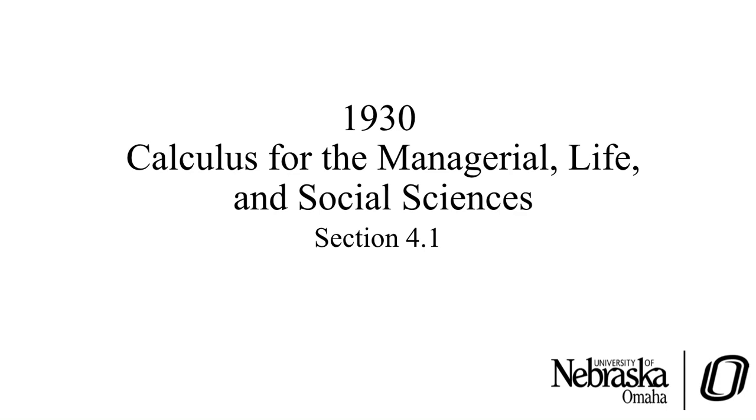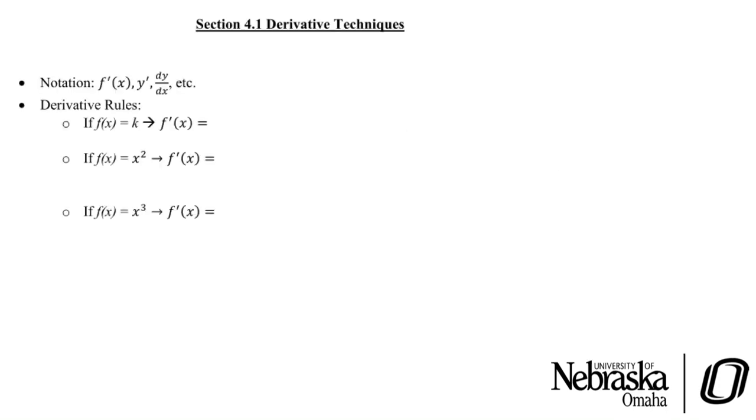Section 4.1, we're continuing on with derivatives, learning some techniques that'll actually save us a lot of time and make finding the derivative so much simpler than the limit rules. So here's a few rules. If f of x equals k, then the derivative is equal to 0.